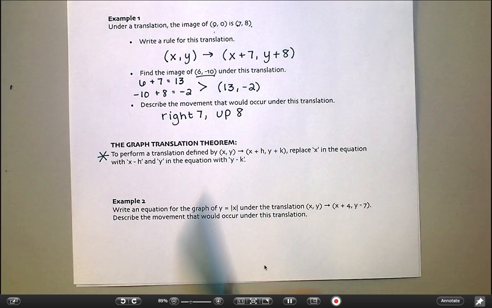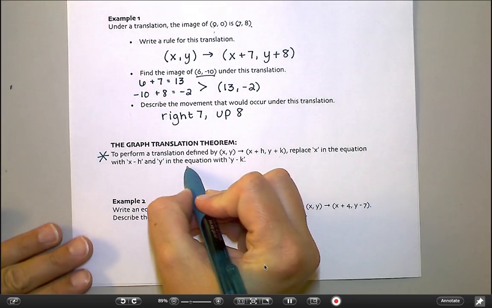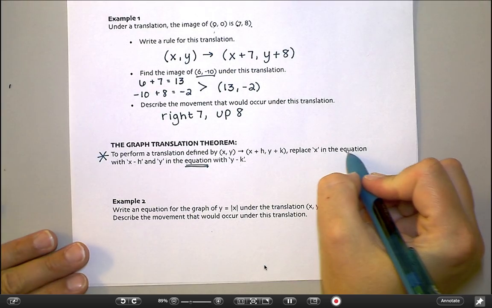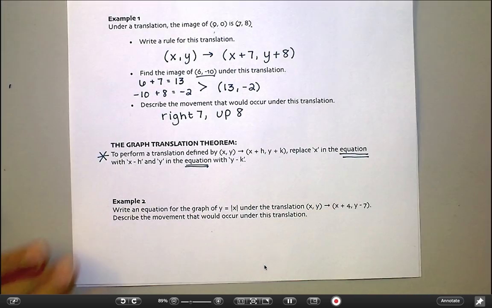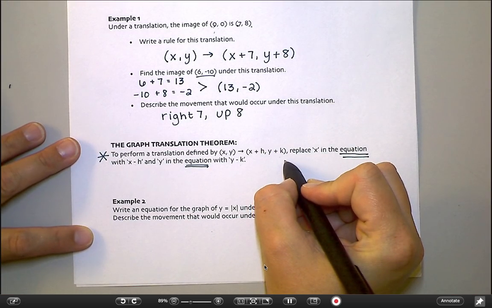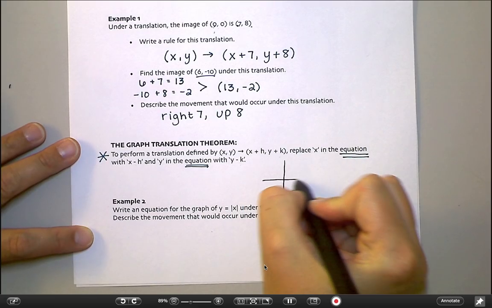When you're doing these things and you're writing equations, the equation is always backwards from the rule. I'm going to do my best to give you a quick overview. This is a kind of complicated concept, but I'm going to try to show you why this is the way it is. You're welcome to write this down if you want to, or you don't have to.